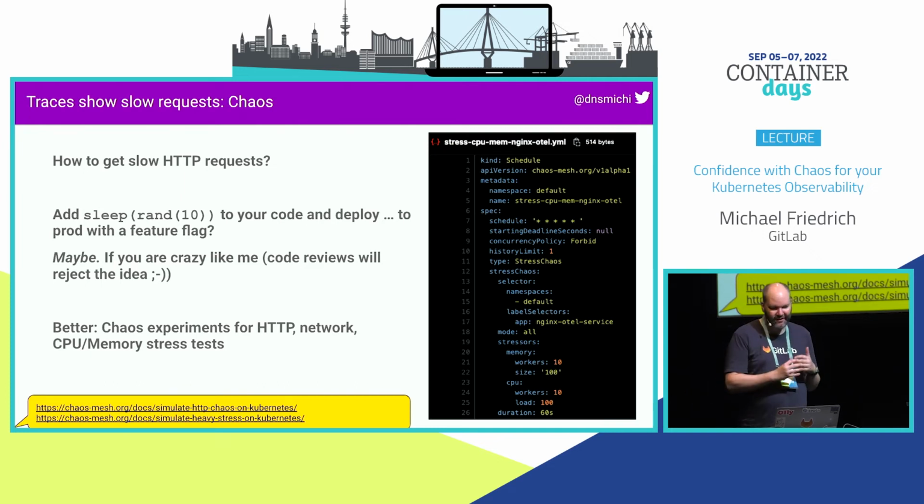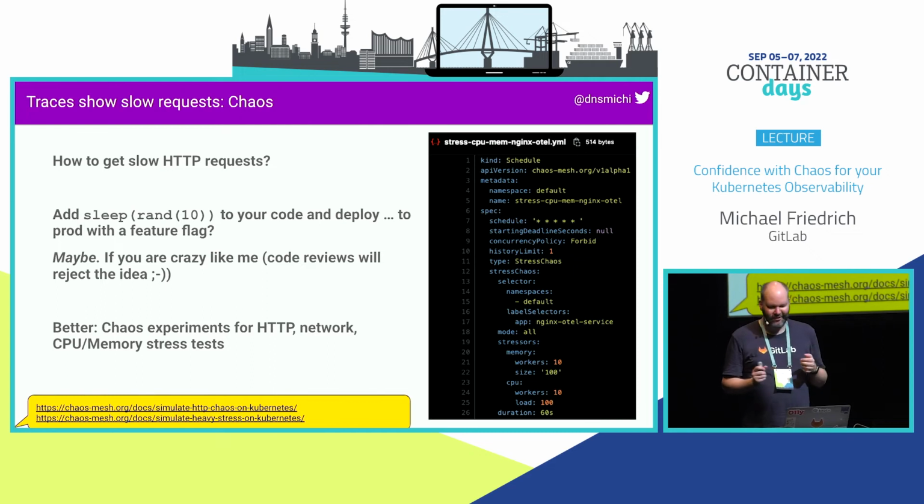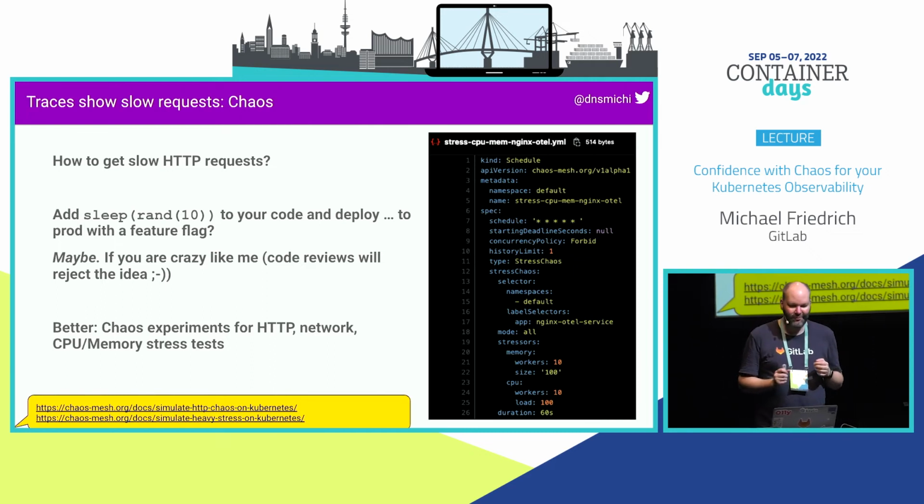Because I really want to see that the traces are getting longer because something is going wrong. So I thought of, well, maybe add some sleep functions in my code and then deploy it, so that nobody sees it, behind a feature flag. I was like, no, that's crazy. Shouldn't be doing that. Better think of a chaos experiment for like HTTP network, or even put a stress test on the node or the pod to see what is going on.